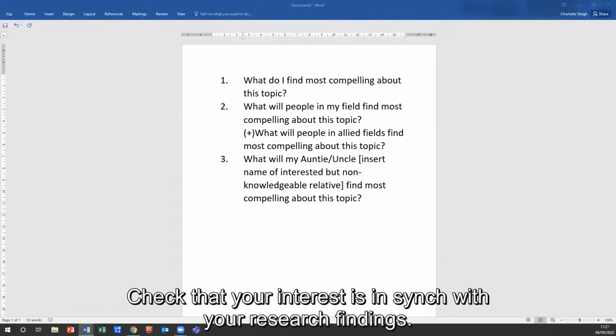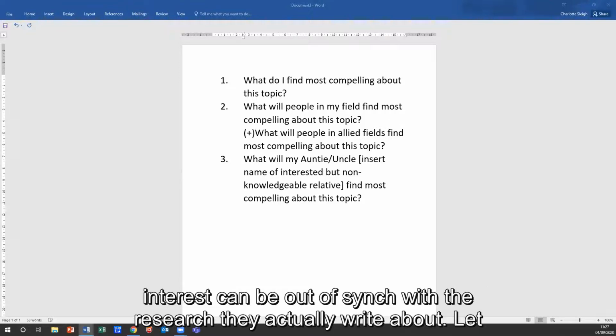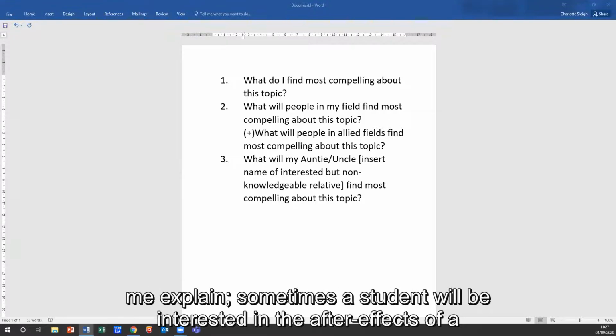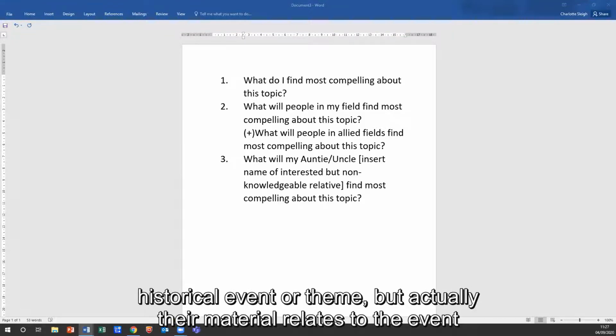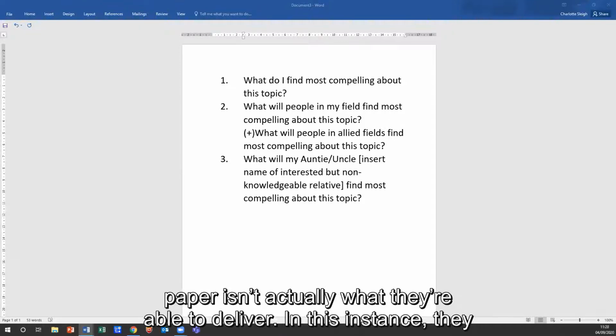Check that your interest is in sync with your research findings. There are, in my experience, a couple of specific ways in which a student's interest can be out of sync with the research they actually write about. Let me explain. Sometimes a student will be interested in the after effects of a historical event or theme, but actually their material relates to the event itself. Their interest has overreached the material. What they promise in a paper isn't actually what they're able to deliver.